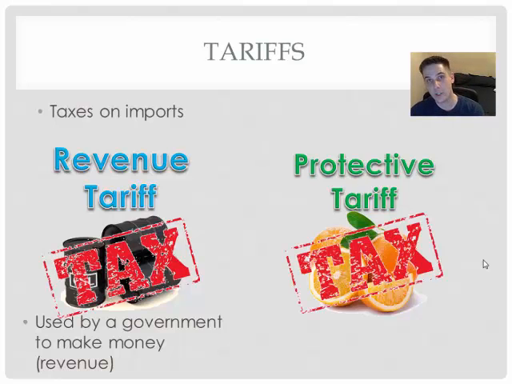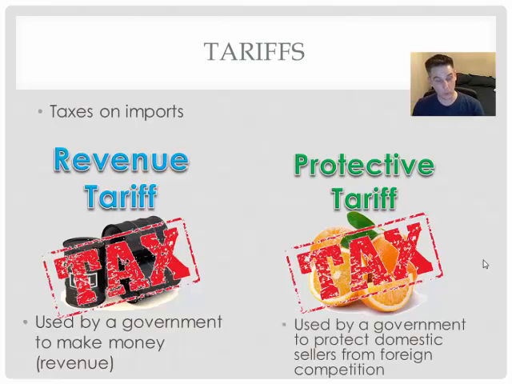There's also protective tariffs. We put a tax on those if we're trying to protect our own producers and sellers from competition from abroad. So, for example, oranges. We grow a lot of oranges here in America, but a lot of oranges are grown in other places. So we put higher taxes, tariffs, on some of these oranges from other countries to make it harder for them to compete with our own growers so we can maintain our own growers' jobs and businesses.